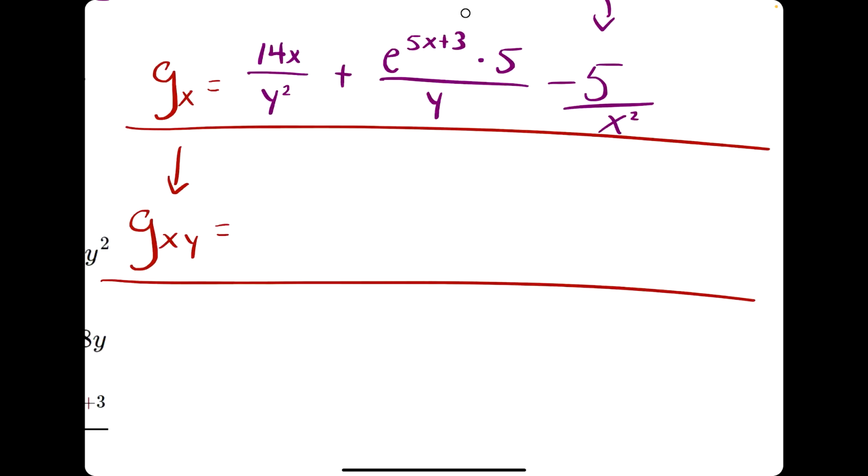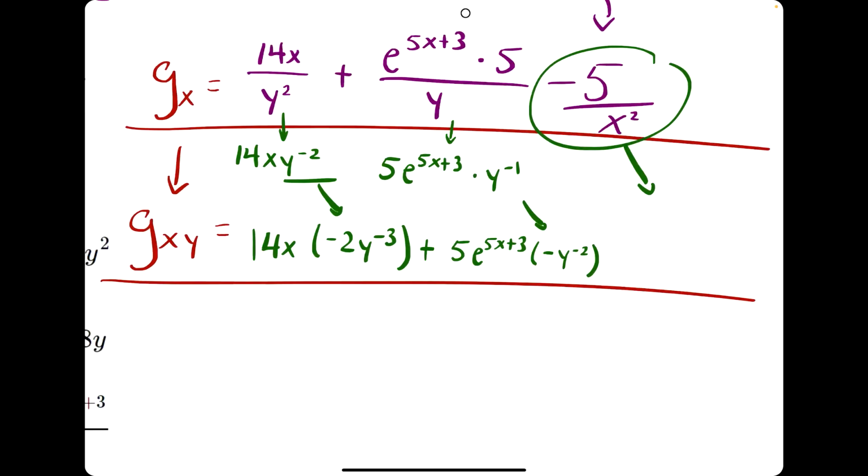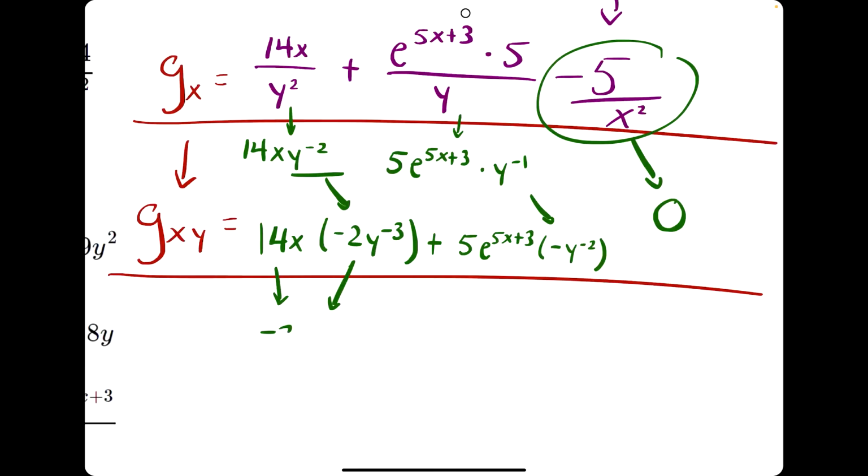Now the derivative of this with respect to y. This first term is really this. The derivative of the y term is this. We leave the 14x. The second term is really this. That's the derivative of the y term. The rest stays unchanged. And this third term has no y's in it, so the derivative with respect to y is 0. 14 times negative 2 is negative 28.